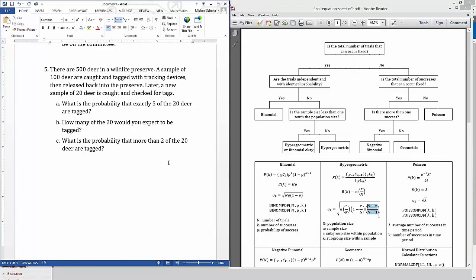Or perhaps a better way to put it is that you'd have to clarify: do you catch one, note whether it's tagged, release it, and then go catch the next one, or do you catch all 20 before you release any of them back? If we assume that you catch all 20, this would be hypergeometric, right? Because the number of trials is fixed at 20, but once you pick one, the probabilities change. But 20 is less than 10% of 500, so you could use binomial here and you'd get roughly the same answer. It'll be slightly different, but probably not different enough for most purposes.